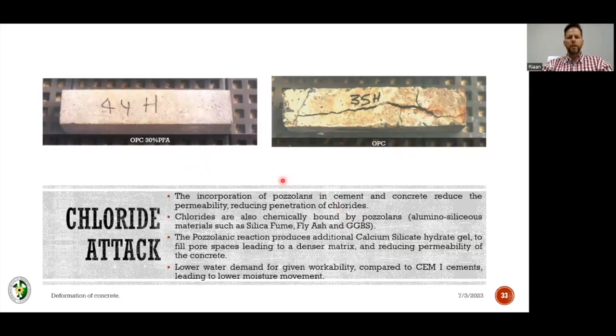So the use of pozzolans in cement and concrete reduces the permeability, reducing penetration of chlorides. Chlorides are also chemically bound by pozzolans. So the alumino-siliceous materials such as silica fume, fly ash, and GGBS.